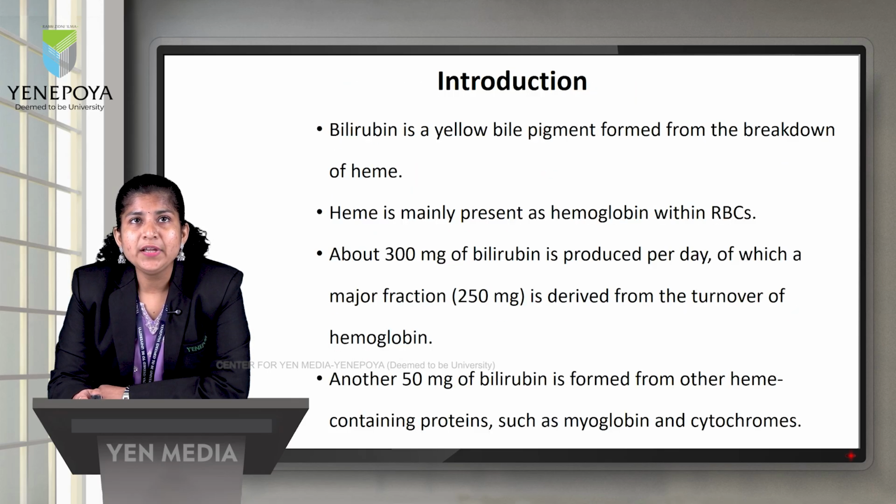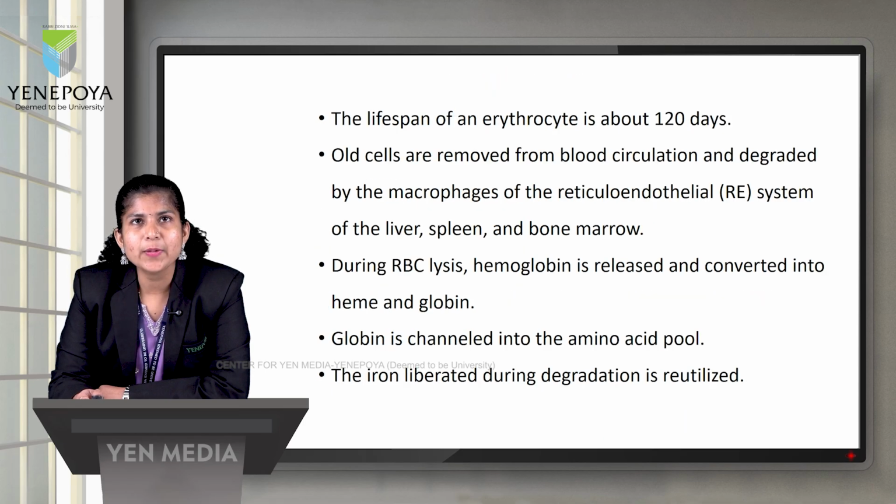Introduction. Bilirubin is a yellow bile pigment which is formed during the breakdown of heme. Heme is present mainly in the form of hemoglobin within the RBC. Around 250 milligrams will be from the turnover of hemoglobin. Another 50 milligrams of bilirubin is formed from other heme containing proteins like myoglobin and cytochromes. The lifespan of erythrocyte is about 120 days.